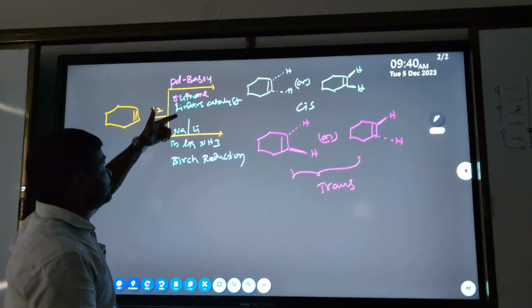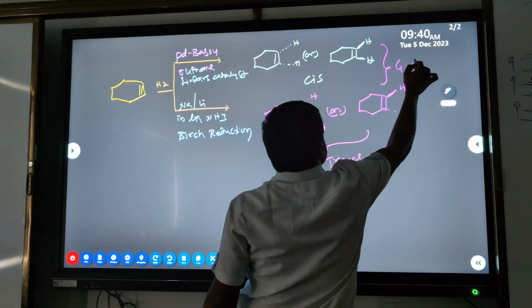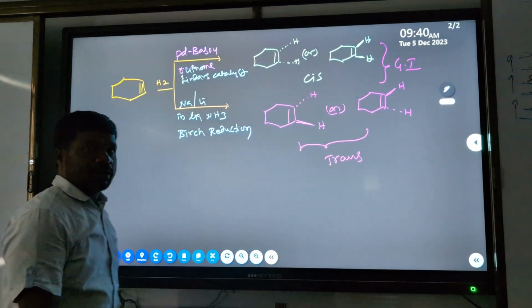Whenever we are using these two reagents, they always form what we are calling geometrical isomers.